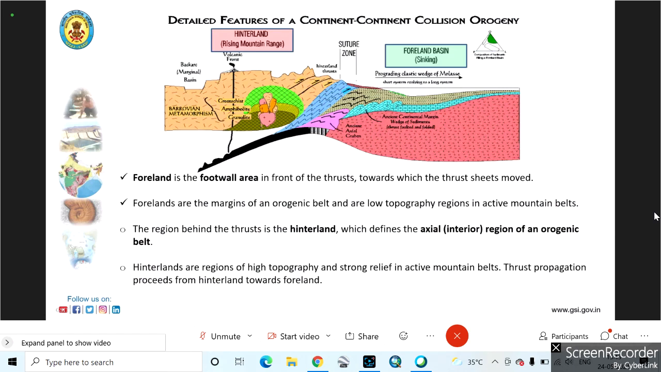Okay. Now, before we move forward to more details of the structures, let's discuss something more about continent collision, because these are very common settings where you will be getting a lot of sedimentary basins trapped. Basically, when we say the term foreland, it is the footwall area, the footwall part of a terrain.